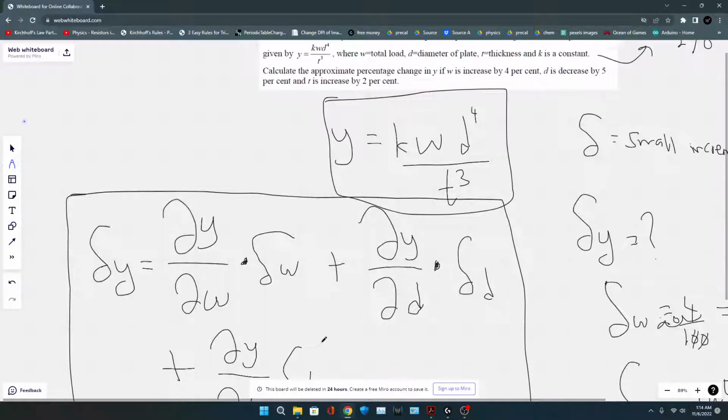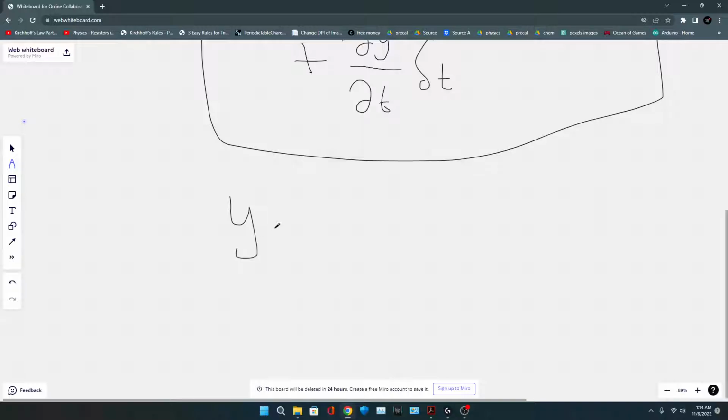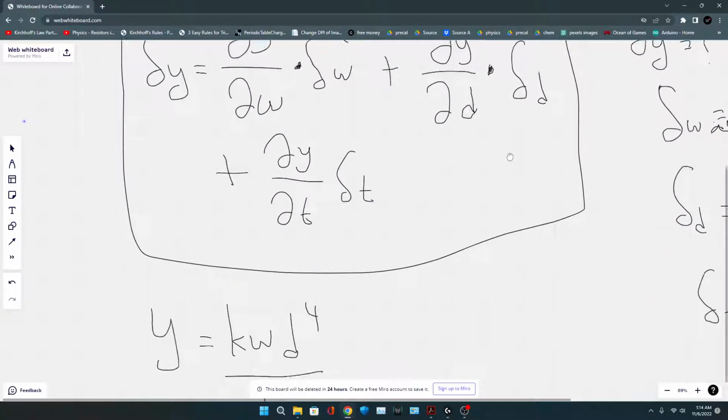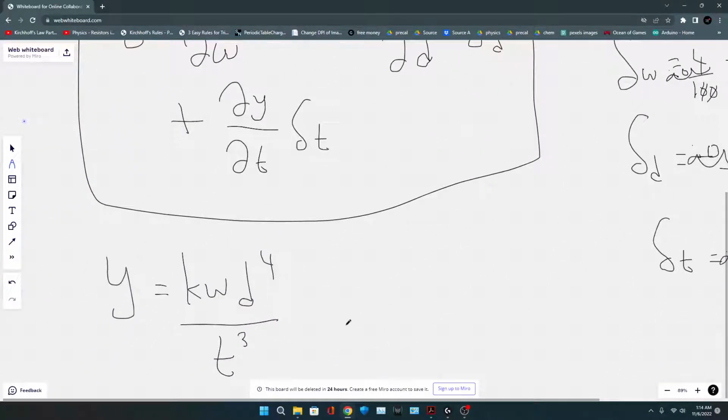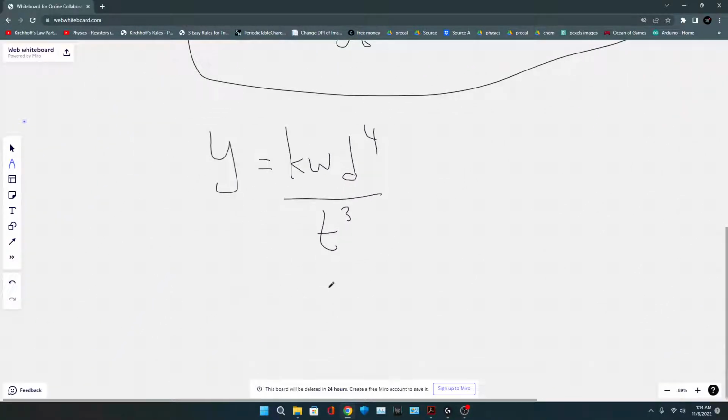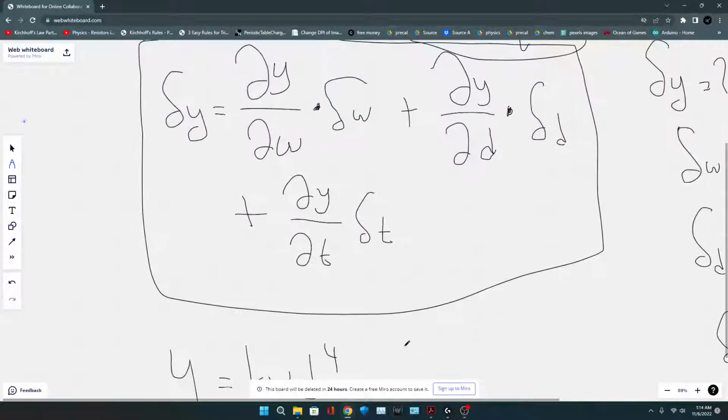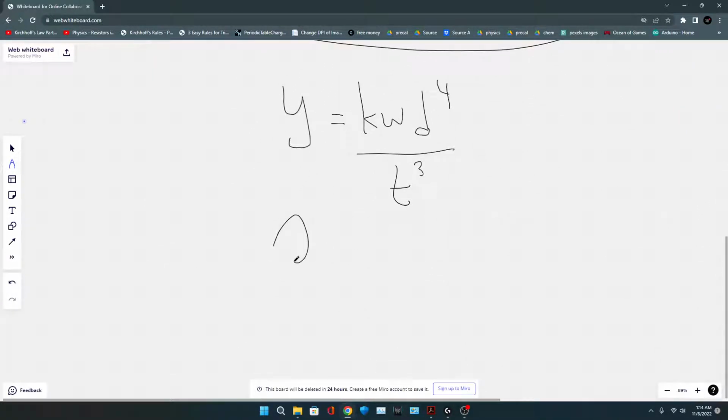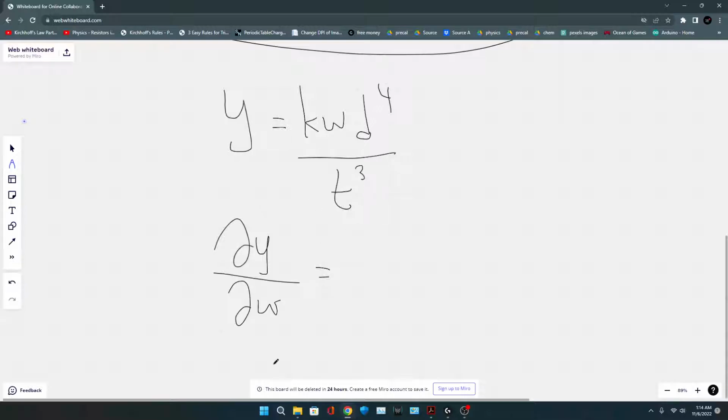This is the main equation lah. So, salin balik main equation tu. Y is equivalent to k w d to the power 4 divided by t cube. Betul tak? Y equivalent to kwd4 divided by t cube. Okay, betul. So this is the main equation. So in order for us, kalau kita nak dapatkan delta y over delta w, senang je, ambil equation y and then kita differentiate with respect to w. Itu sahaja. That's the only thing that you need to do.